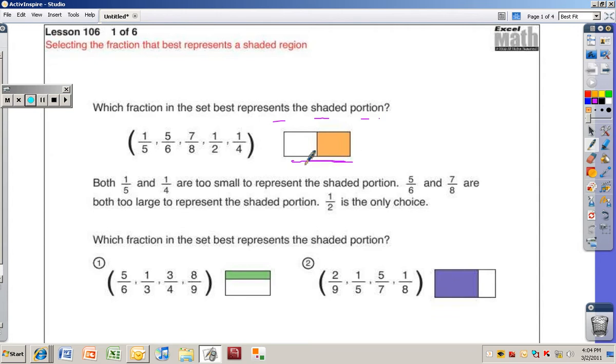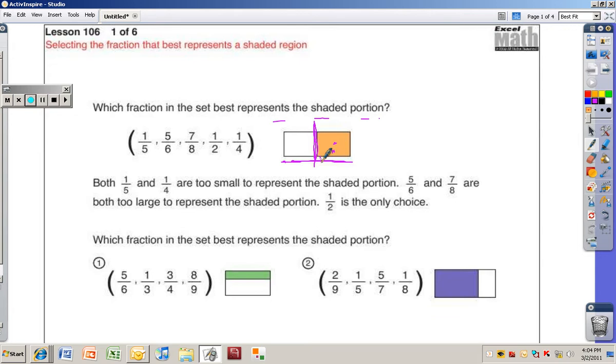You're going to look at this picture, and the first thing you want to decide is whether the shaded part is larger or smaller than a half. So it's a good idea just to draw a line right down the middle and decide, is this smaller than a half or is it larger than a half? Now in this case it looks like it's pretty much a half.